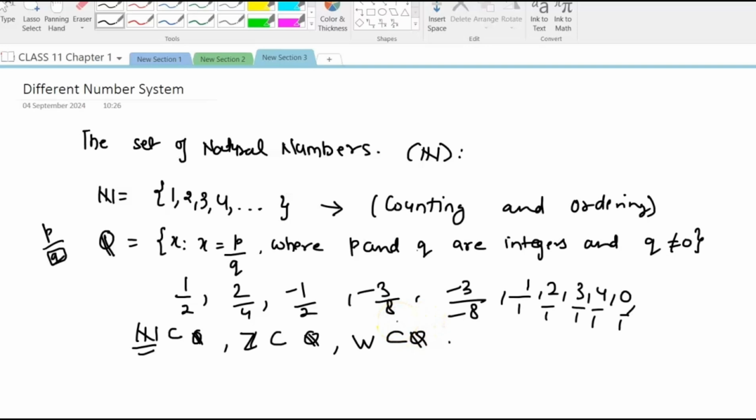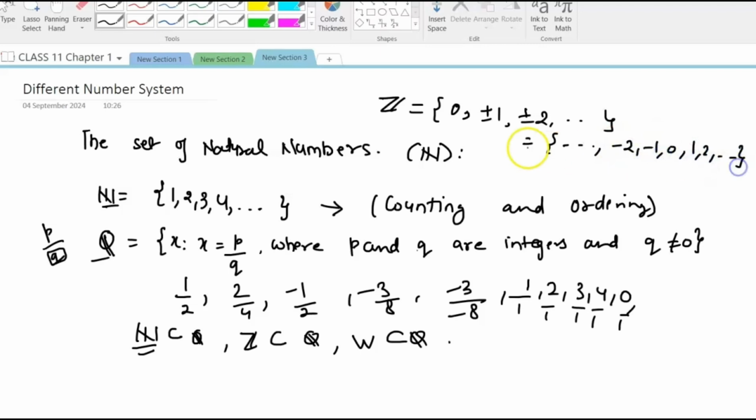Now let's see another set. So this is your N. This is Q. And you also know what the set of integers is. This is 0, plus minus 1, plus minus 2, and so on. Or you can also write it as minus 2, minus 1, 0, 1, 2, and so on. So this set is infinite from both sides. So all the natural numbers, integers, and whole numbers are rational numbers.